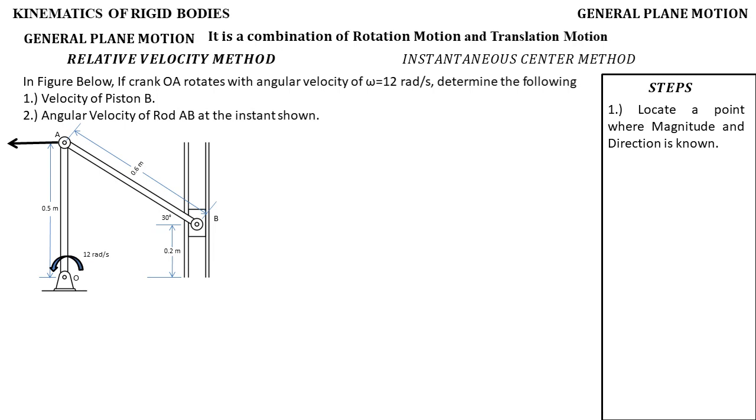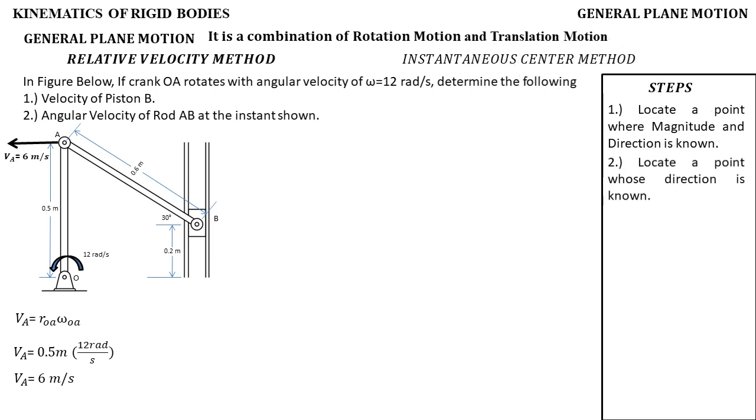The linear velocity VA is equal to ROA, also known as the radial length, multiplied by the angular velocity. Substituting the given values, the radial length is 0.5 and the angular velocity is 12 radians per second. So the velocity at A is equal to 6 meters per second. We will put 6 meters per second in our diagram. Let's proceed to step number 2.